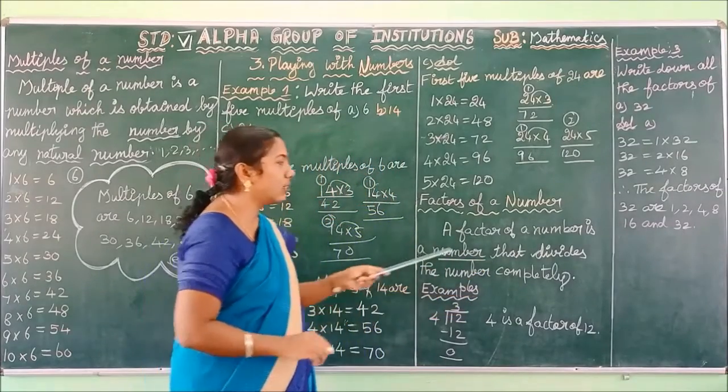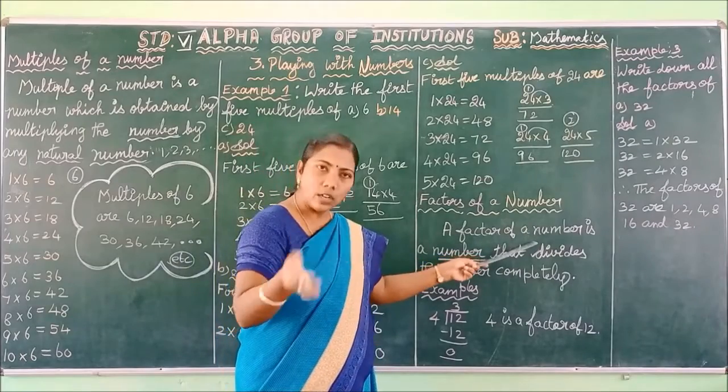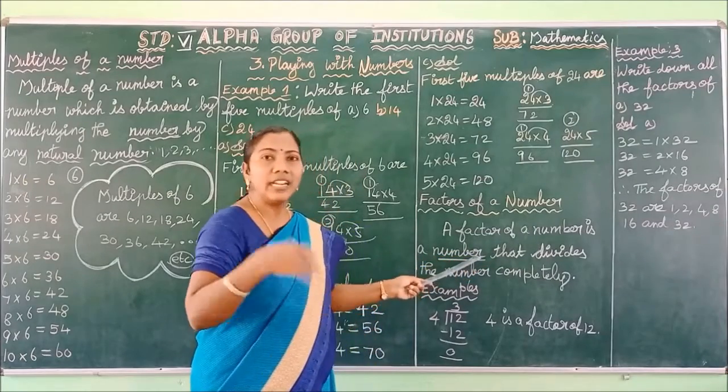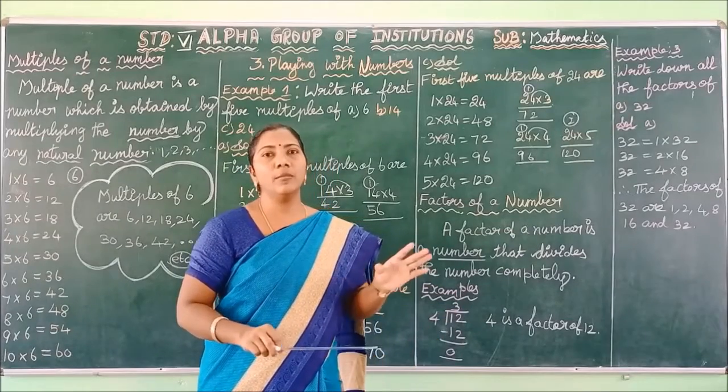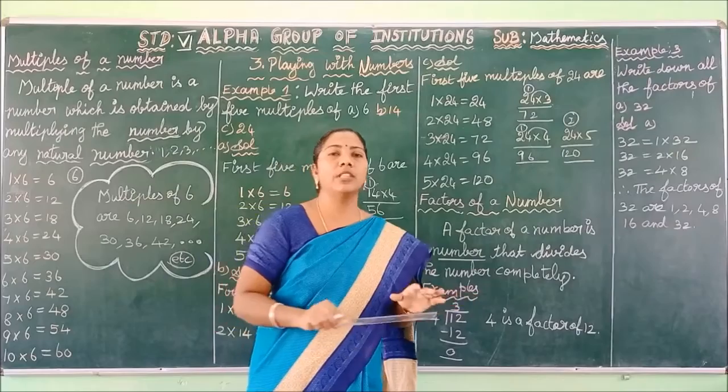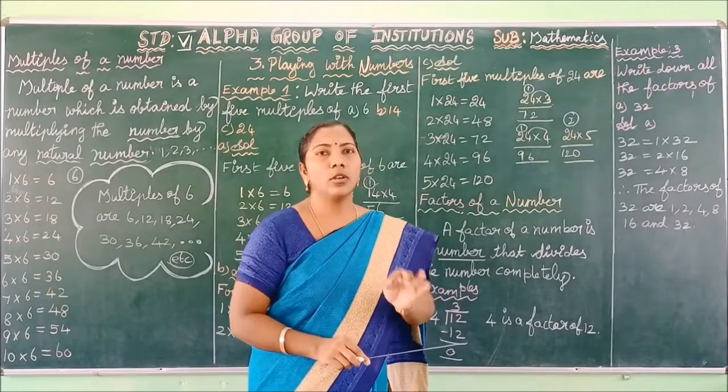Okay, we understand the concept. A factor of a number is also a number. That number divides the given number completely. What do you mean by completely? Completely means it divides the number without remainder. Without remainder means the remainder should be equal to 0.